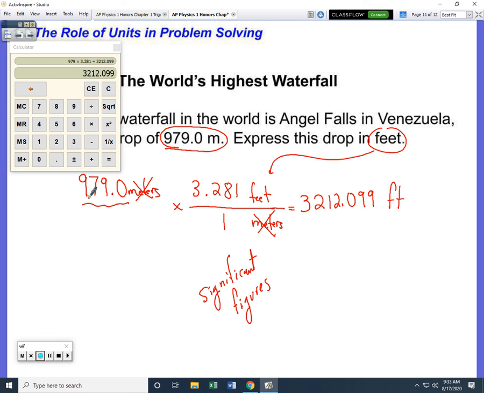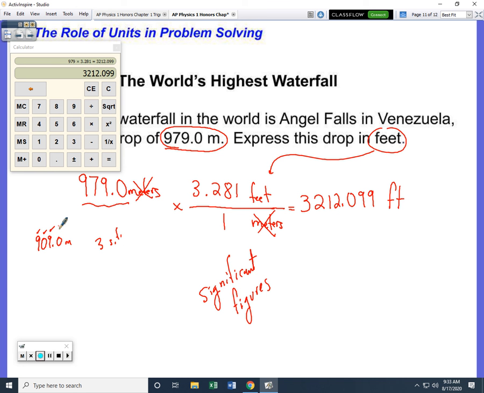So, a couple of rules. First rule for significant figures: if it's a non-zero, it's counted. So right now I have 979, that's 3 of them. So I definitely have 3 significant figures. The other rules all deal with zeros. If you have a zero between non-zeros, it would get counted. So if this was 909.0 meters, then I still have 1, 2, 3 there, and those would get counted.